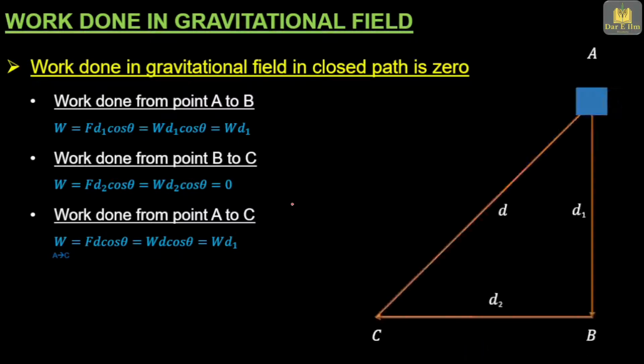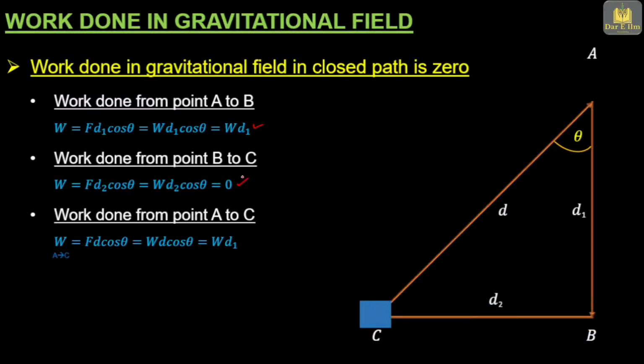Now let's start. You can see a diagram of a right angle triangle with points A, B and C. An object of mass m is placed at point A. There are three different paths for the object to reach from point A to C. The direct path is from A to C and the indirect paths are A to B and B to C. Now let's see what amount of work will be done while following these paths. While moving from point A to B, the result of work done is W d1, and from B to C, the result of work done is 0.